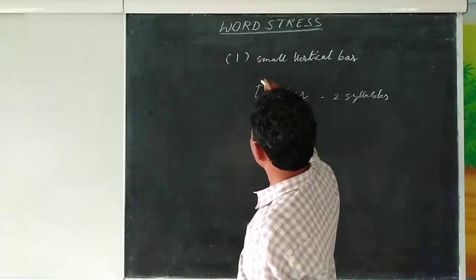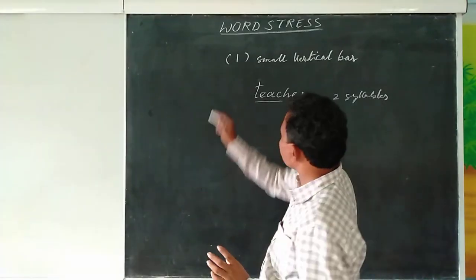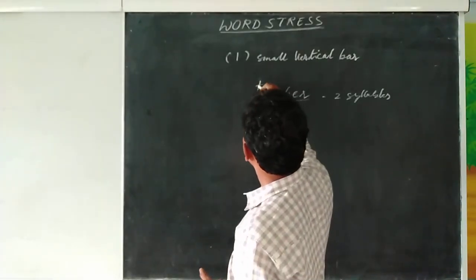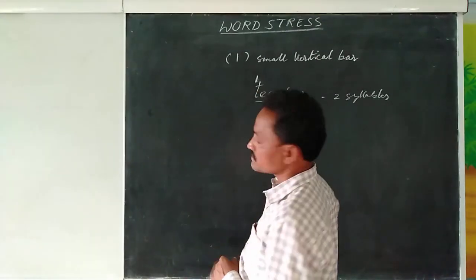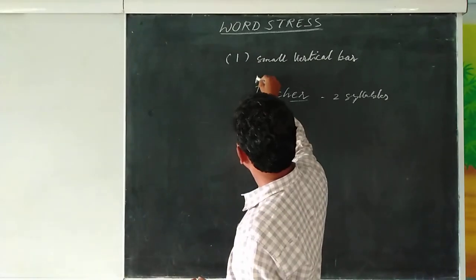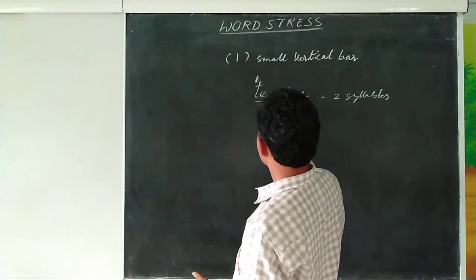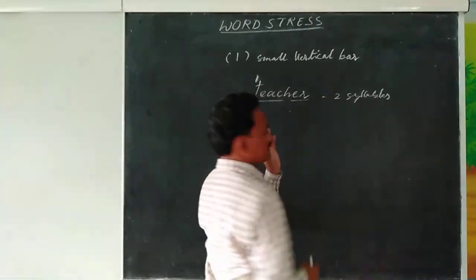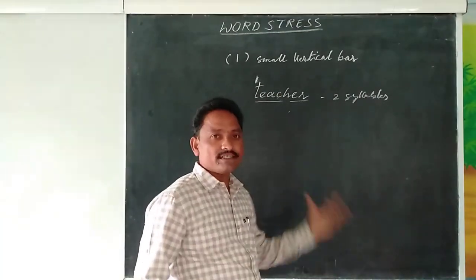The first syllable begins with the first letter T. So that is why the stress mark, the small vertical bar, is used here at the beginning of the syllable, above the syllable. From the examination point of view, you have to mark this small vertical bar where there is an accented syllable. Here what is the accented or stressed syllable? Teach, the first syllable. So it is pronounced teacher. You try teacher.